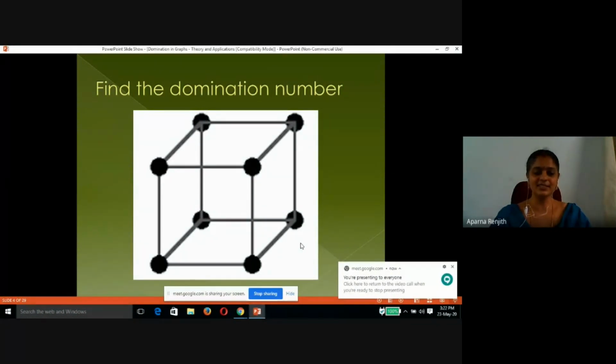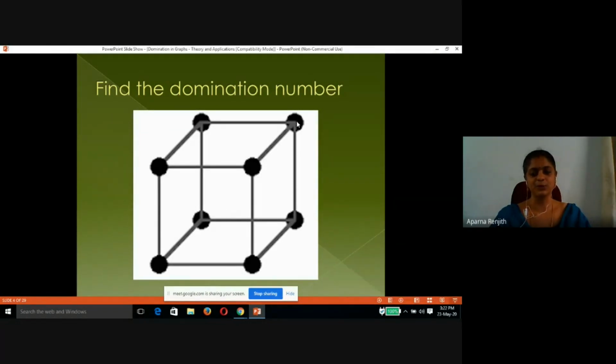As you can easily verify, take any two corner vertices opposite to the diagonals. So if you take this vertex, it will dominate these three vertices, and take this one also. That will dominate the remaining 3 vertices.